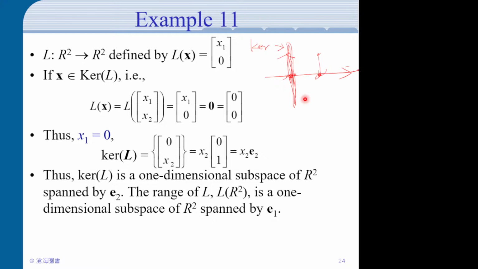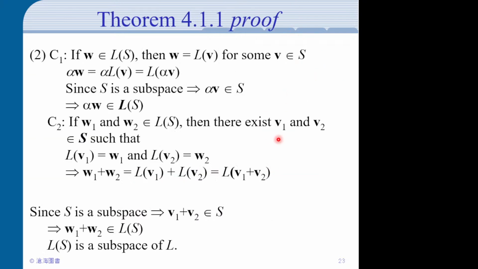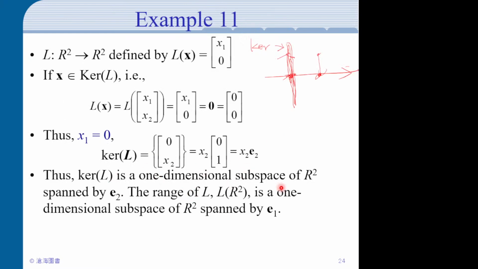That's a geometric interpretation, and algebraically, you solve it this way. After projection, you have (x1, 0), and it should be (0, 0). Then obviously x1 equals 0, and x2 can be anything. So your kernel is x2 e2, just this line. So x1 must be equal to 0, and x2 can be anything. That's your kernel. And as we claimed, this kernel is a subspace from the previous theorem, and it happens to be one-dimensional.